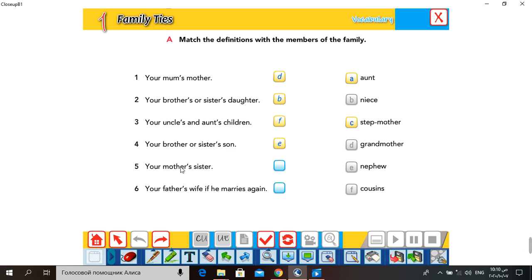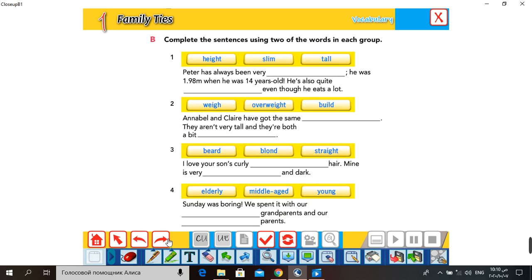Number 5, your mother's sister. So the sister of your mother is called your aunt. Well done. Number 6, your father's wife if he marries again. Of course, we don't mean your mom, but if your father marries again, that means you have a stepmother. Yes, stepmother. That's all for these new vocabulary words. Let's move on to the next part, number B.